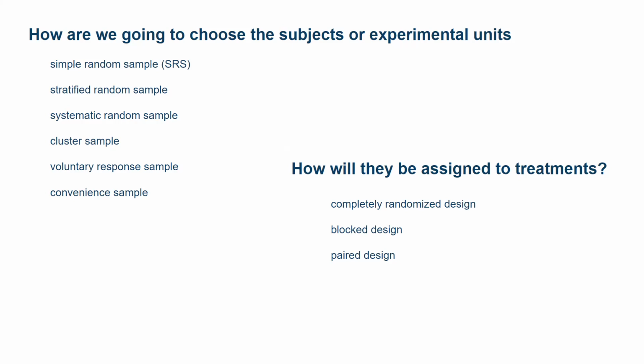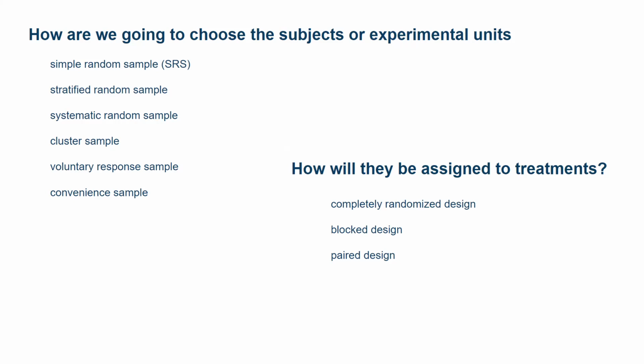Voluntary response sample kind of goes along with what you think it would be. You're going to do an experiment or do some sort of study, and you ask for volunteers to take part in your study. And then a convenience sample, that's like me asking just the students in the front row because they're conveniently located close to me if I were standing in the front of the room.